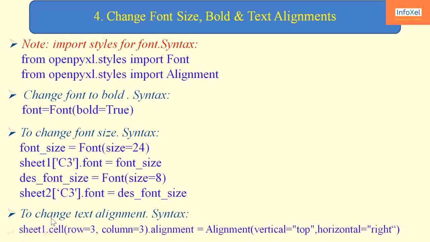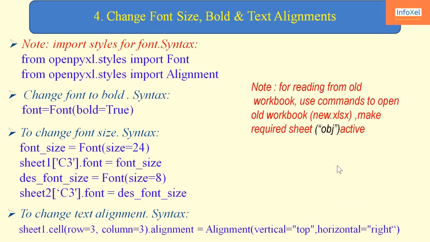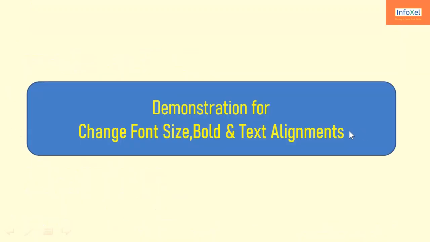Now to change text alignment, this is the syntax. So the syntax is top alignment, right alignment, both. Next, note, for reading from old workbook, use commands to open old workbook. New Excel file is the old workbook. Make required sheet OBJ active. Now we will see the demonstration for these commands.